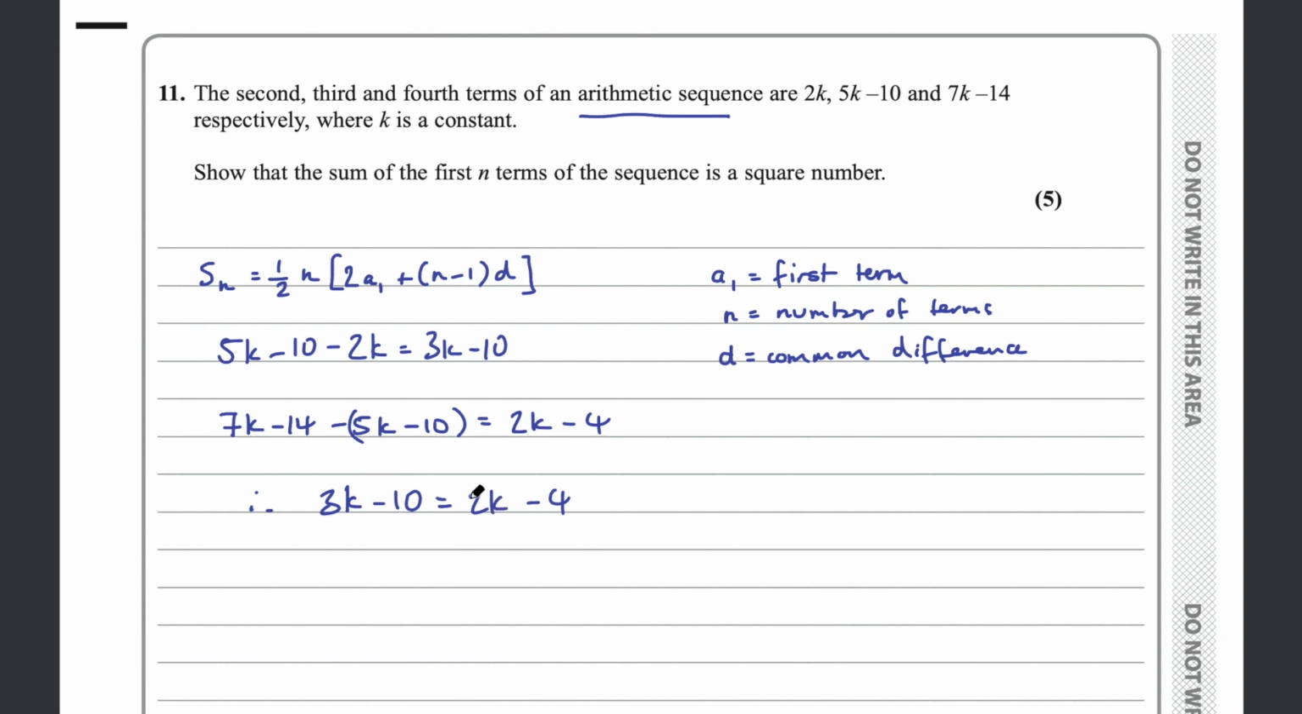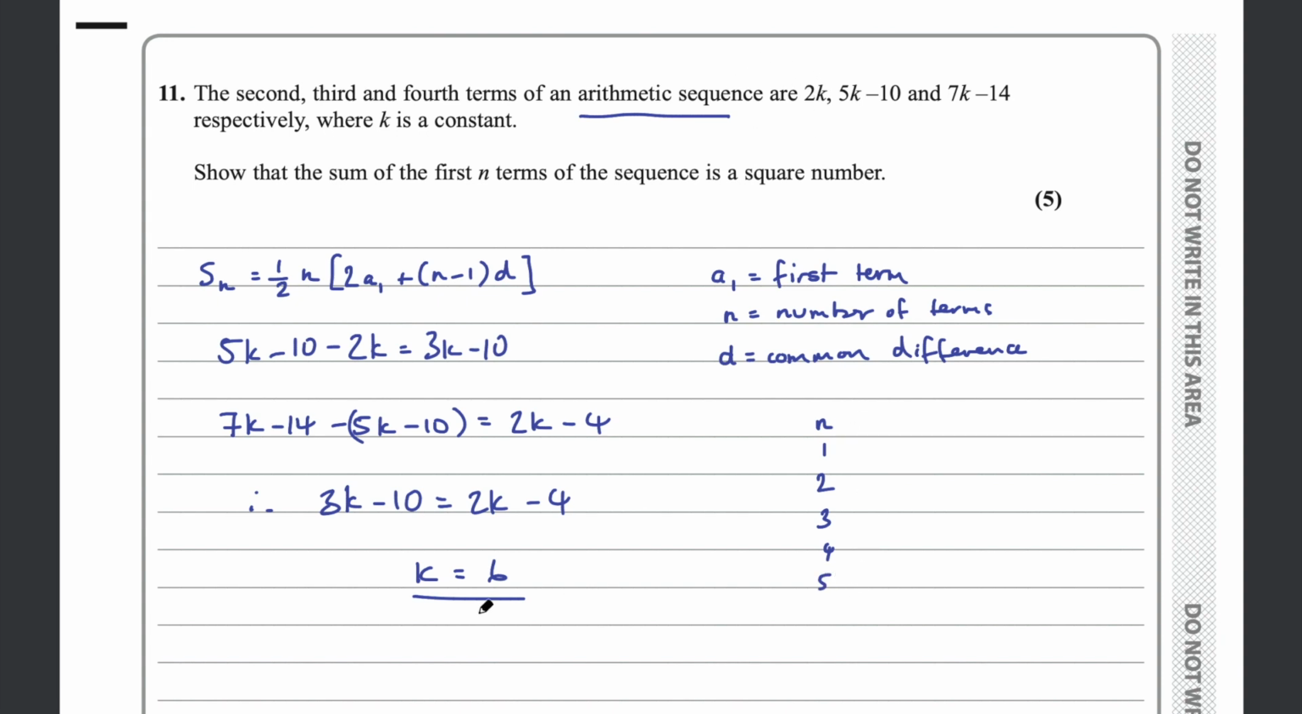So subtract that 2k from the left hand side. 3k take 2k is k. Add that negative 10 to the right hand side. Negative 4 plus 10 is 6. So we end up with k equal to 6. Then we can figure out these second, third, and fourth terms. So let's write down a list quickly. I think that's the easiest way to do it.